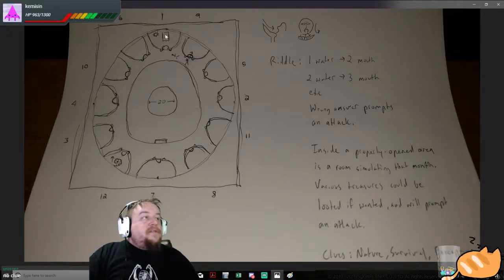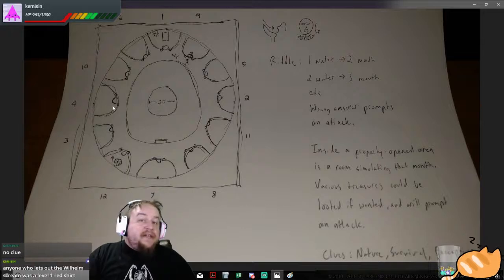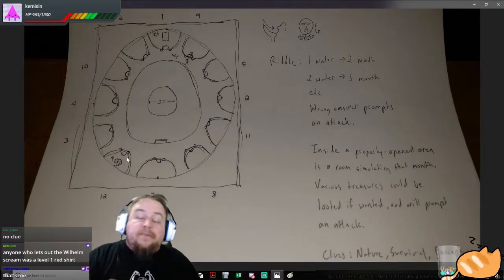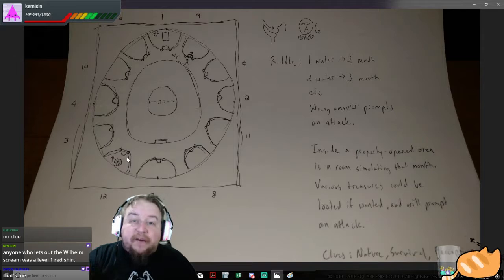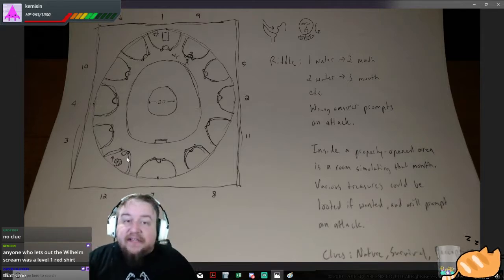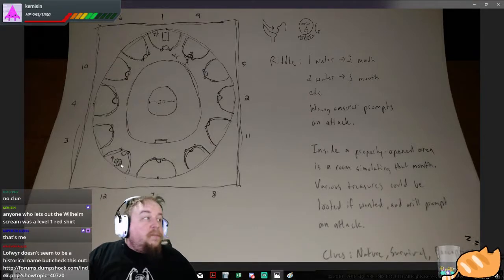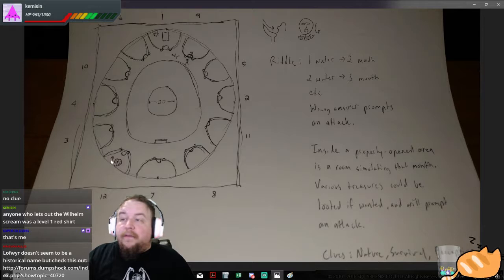So yes, here's the puzzle: 1 to 2, 2 to 3, 3 to 4, and hey, we have these two close together. 4 to 5, 5 to 6, 6 to 7, 7 to 8, also close together, but going the opposite direction. 8 to 9, 9 to 10, 10 to 11, and 11 to 12. When they complete the puzzle by putting the month's water in the proper dish, then taking the water and putting it in the next dish, that is going to reveal not only another cold room, but a spiral staircase going up.